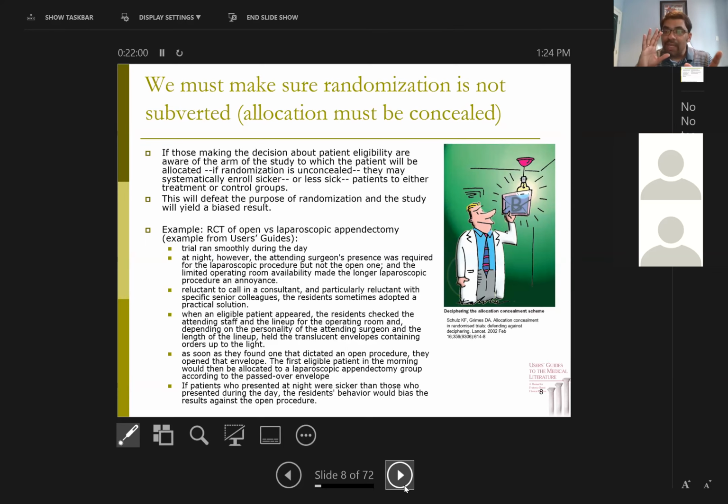This is absolutely no, right? Because if the sickness of the people who come at night is very different from the sickness levels of people who come during the day, and if the operating ability of the junior surgeon is very different from the senior laparoscopic surgeon, you've introduced all sorts of biases in this example, right? So this is a no.